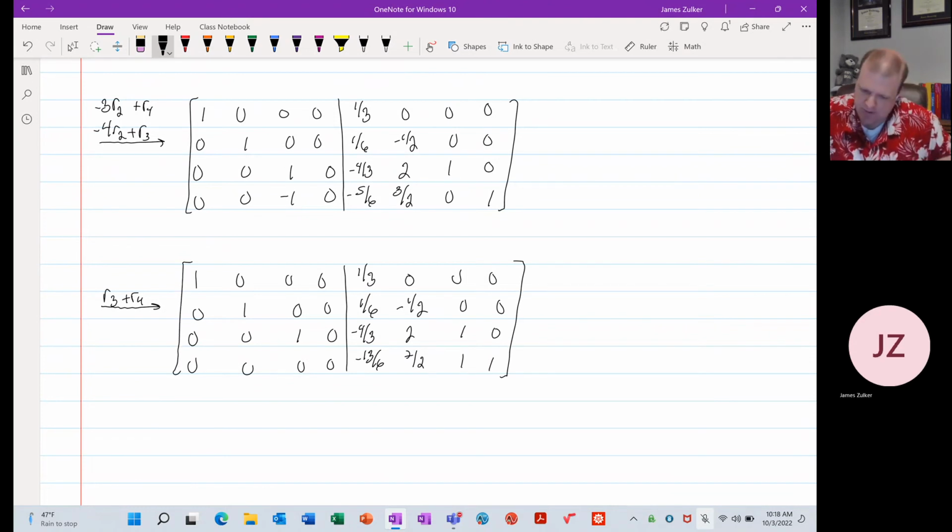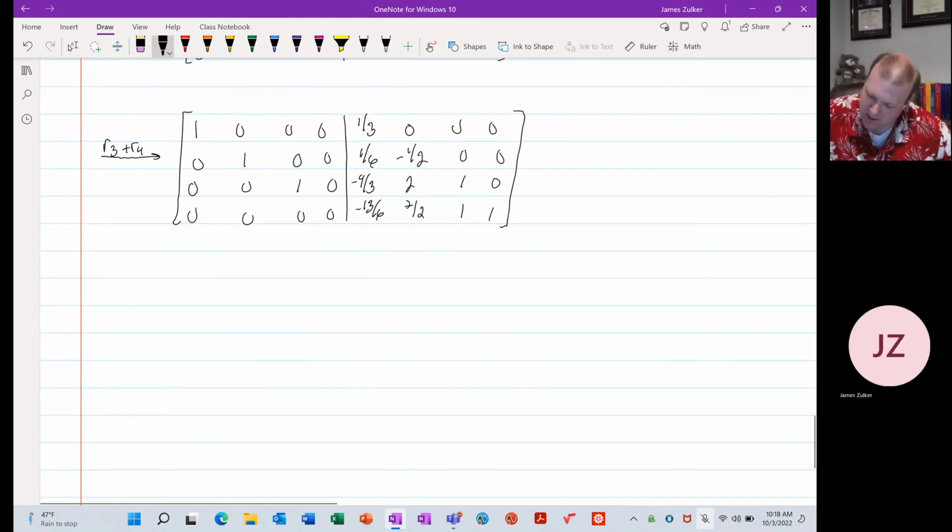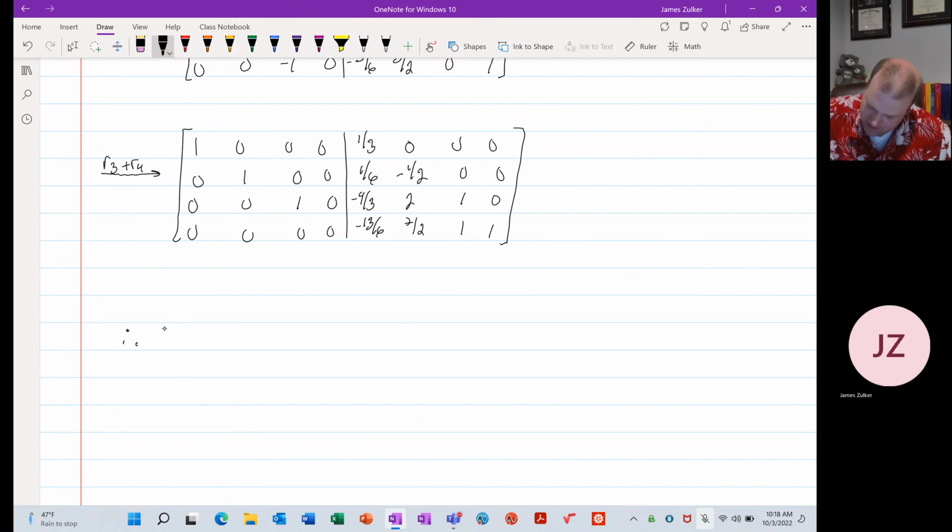Right? And that row of zeros in row 4 is an issue, right? Because what's to the right of the augment is not a row of zeros. So in this case, our matrix C is singular.